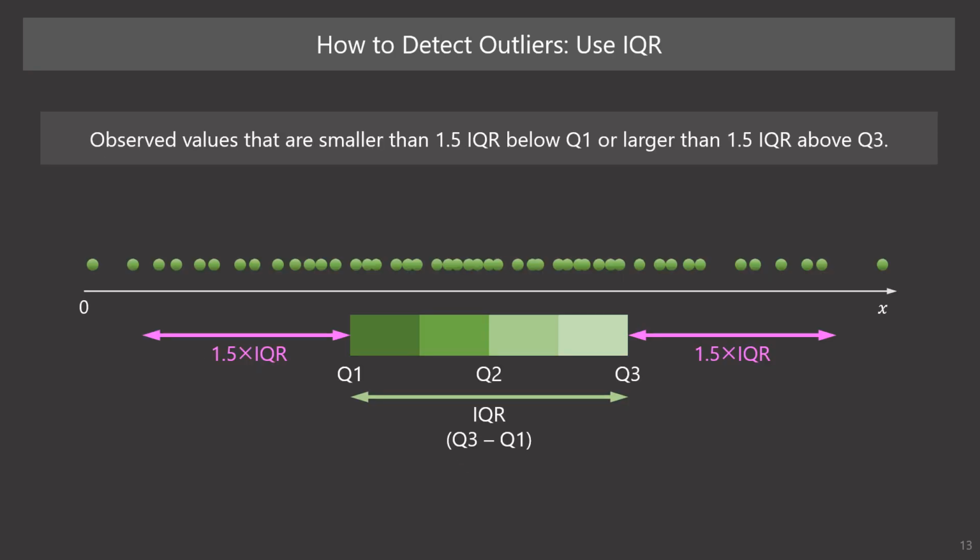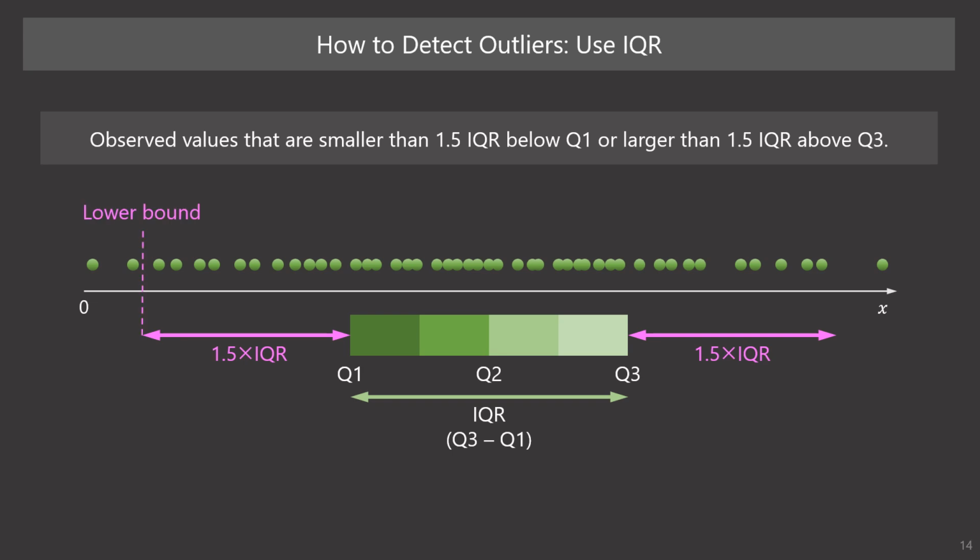There is no strict definition for an outlier, but in practice, IQR and the empirical rule are used to define and detect outliers. The IQR-based definition is the most popularly used, so let's begin with it. In the IQR-based definition, observed values that are smaller than 1.5 IQR below the first quartile or larger than 1.5 IQR above the third quartile are regarded as outliers. Remember that an IQR is the difference between the third quartile and the first quartile.